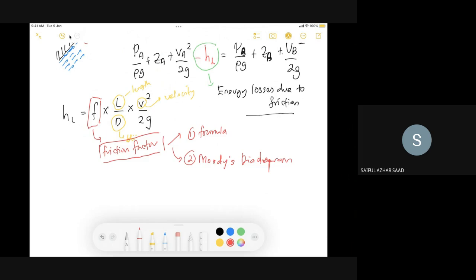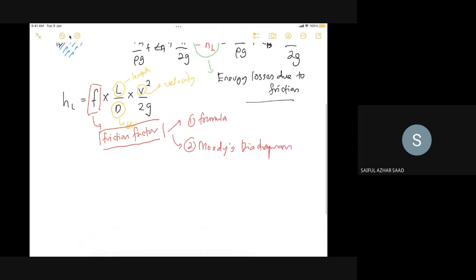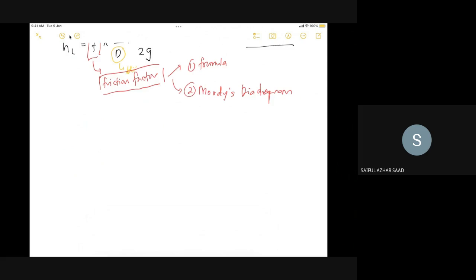Can I use any one of the methods here? The answer will be no. You cannot just simply use any method here. So in order for us to determine the friction factor, first you have to determine the Reynolds number. This is what you do during experiment number 6.